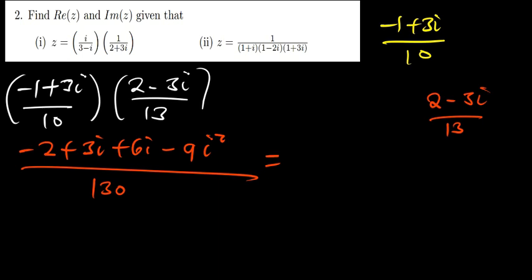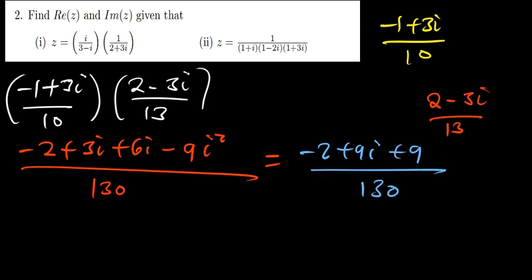Then I know that this part will give me negative 1, which is negative 2, those two will give me 9i. What else? I'll have now negative 9, then negative, so I can just say it is plus 9. I divide this by 130.